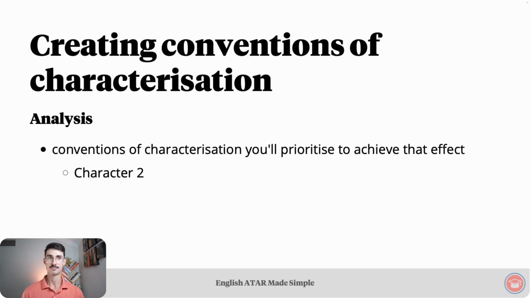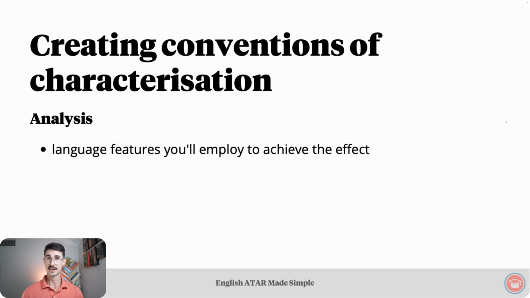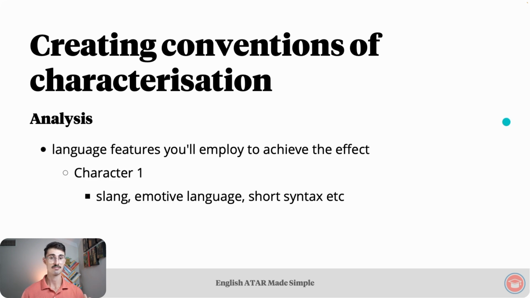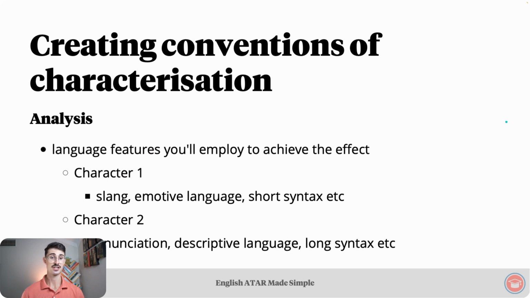Character 2, dialogue, well-spoken. Reaction of other characters. Character 1 initially thinks character 2 is obnoxious. Name, Callum. Physical appearance, muscular, mid-30s, curly hair. Next step in the analysis, language features you'll employ to achieve the effect. For character 1, you'd use slang, emotive language, short syntax. For character 2, could use enunciation, descriptive language, long syntax, etc.